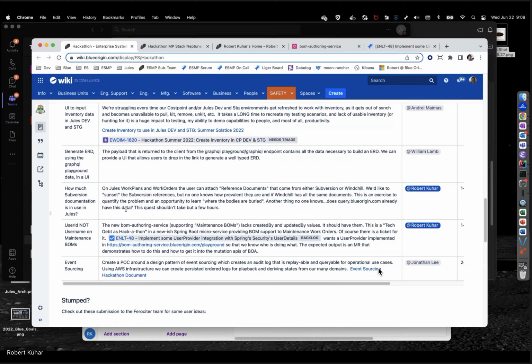Over the long haul, we'd like to get rid of the Subversion ones, but nobody knows how many of them there are. And so this one project, how much Subversion documentation is in use in Joules, is really just a database exercise to say what work plans and what EWOs have Subversion references on them and what are they. What makes it a research effort is I don't even really know whether this stuff's in queryblueorigin.com or whether you have to look at the data sources directly.